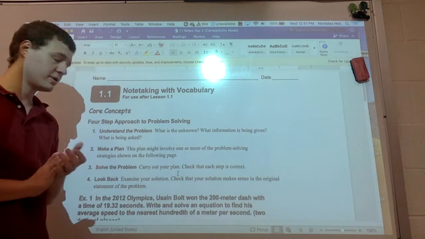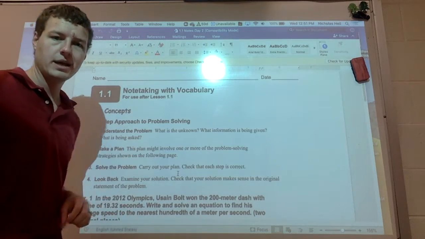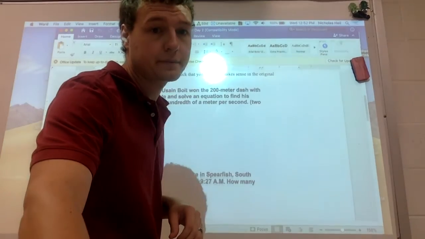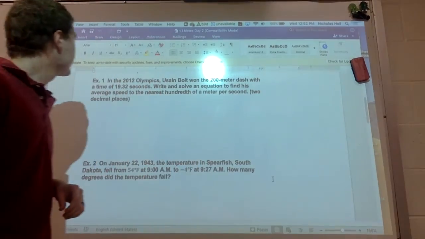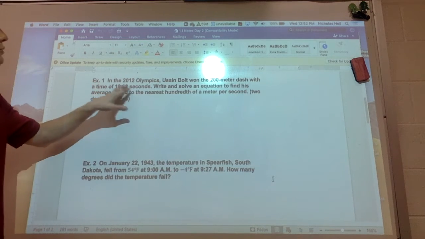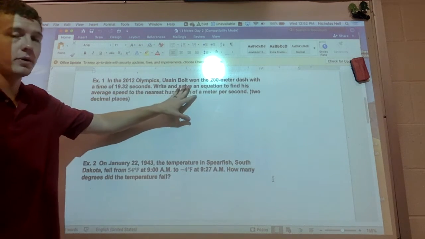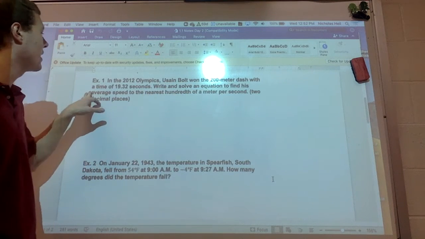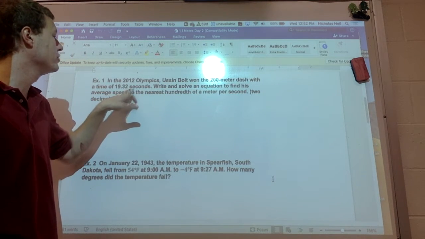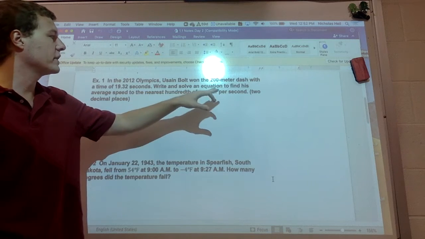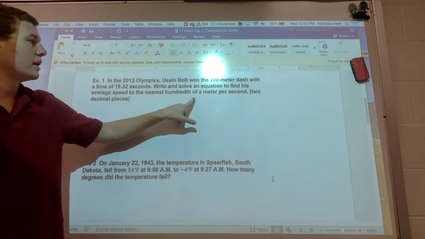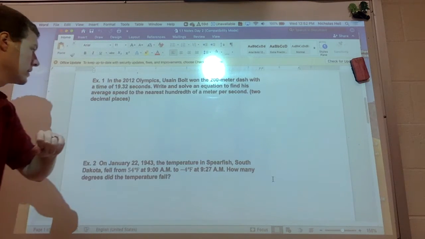So it's important to be able to take a real-world context and apply it. But, cool thing, notes will go quick. So, let's do this. Example 1. In the 2012 Olympics, Usain Bolt, fastest man alive, won the 200-meter dash with a time of 19.32 seconds. Write and solve an equation to find his average speed to the nearest hundredth of a meter per second.